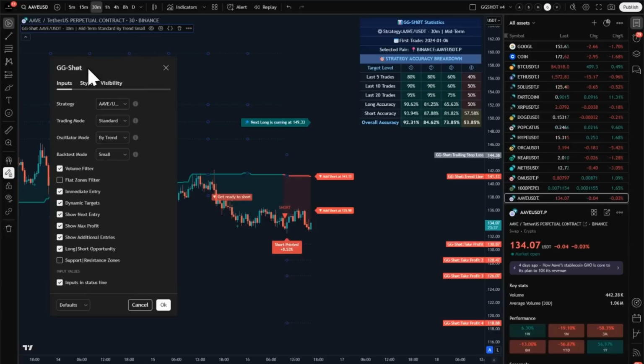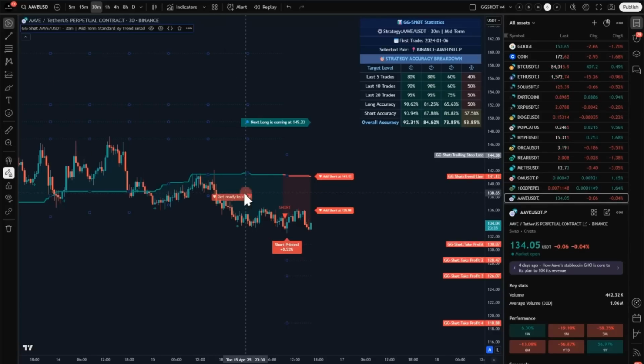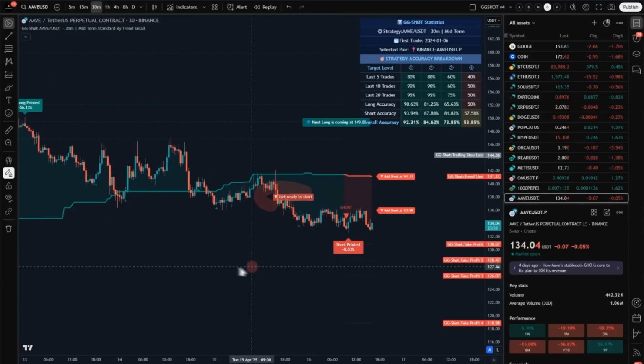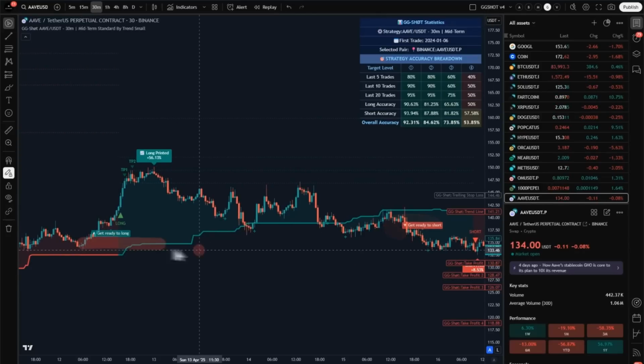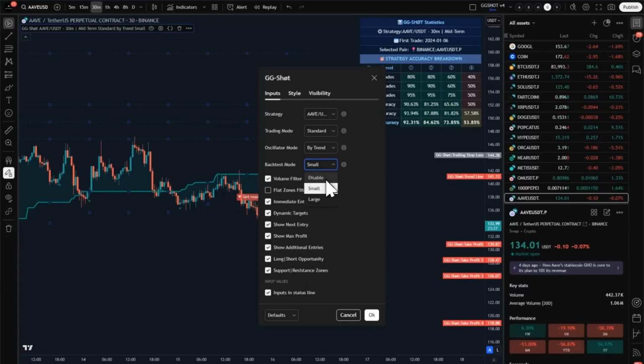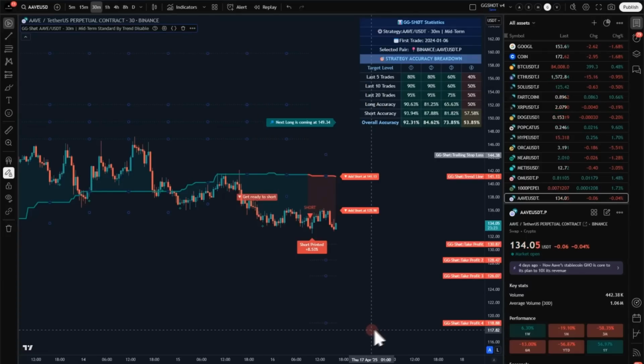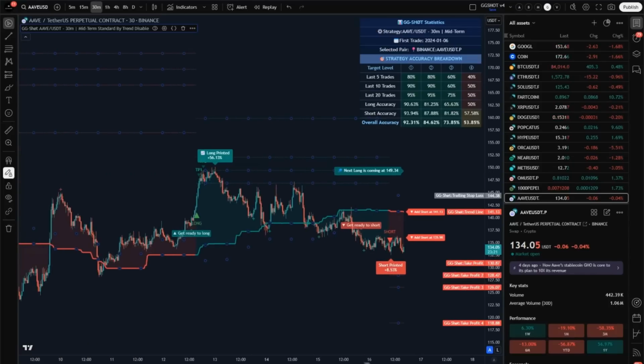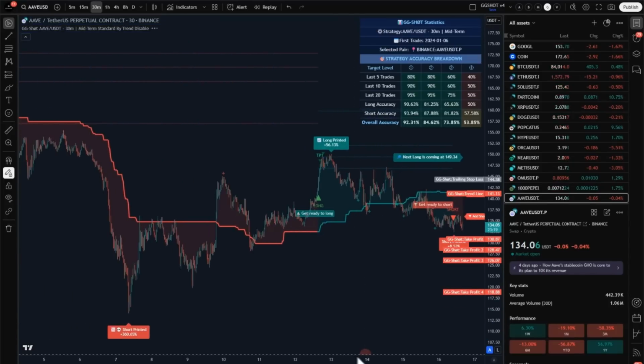Long-short opportunity alerts you visually when a setup is forming, perfect for manual traders who want to stay ahead of the curve. Support and resistance zones automatically maps out key levels for entry and exit decisions, helpful for contextualizing trades within broader market structure. Finally, let's talk about strategies.